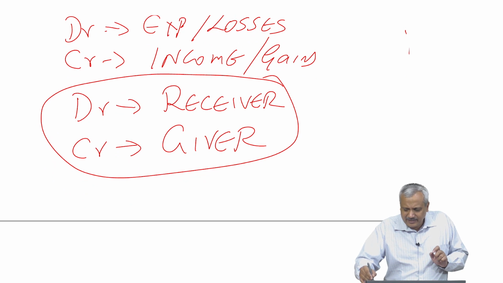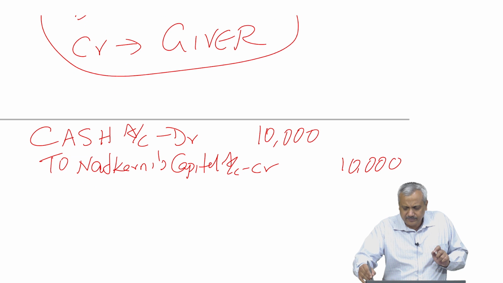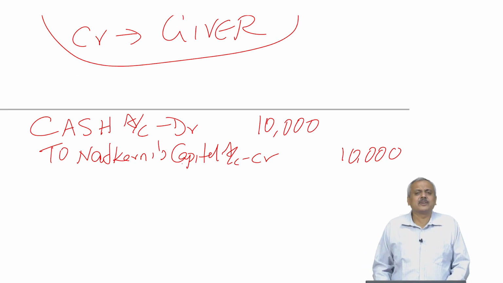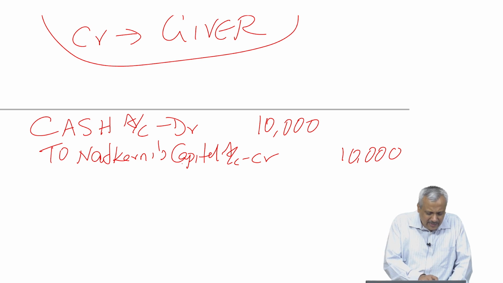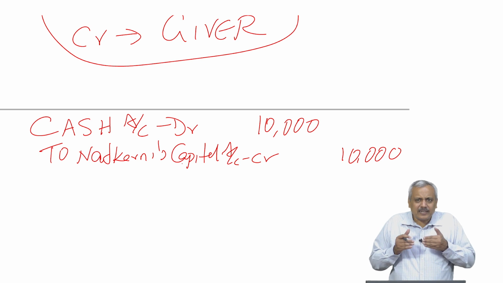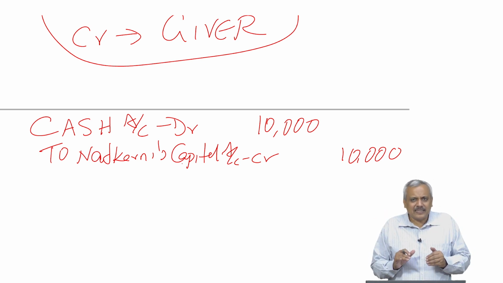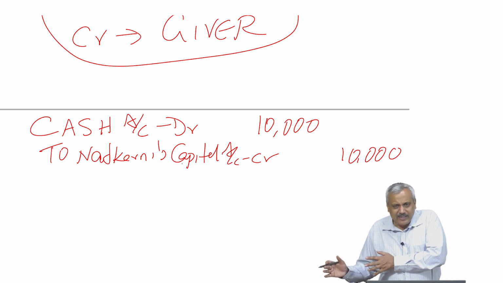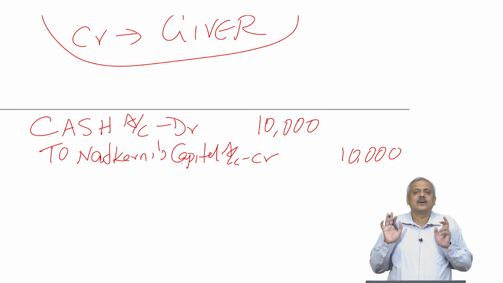When somebody is giving that cash to you, you will say, who is giving that cash to you? Nadkarni is giving that cash to you. So, the first part of this transaction is debit what comes in: cash has come in, I have debited. The second part pertains to the personal account, that is somebody is giving me that cash. So, credit the giver, that is what I have done.